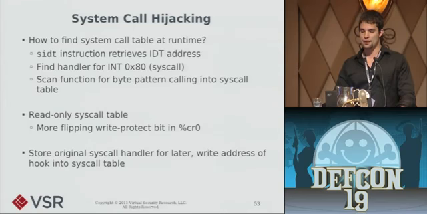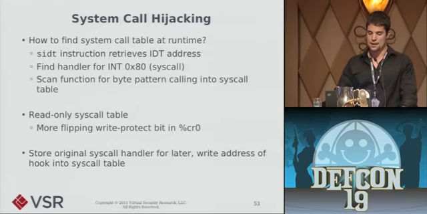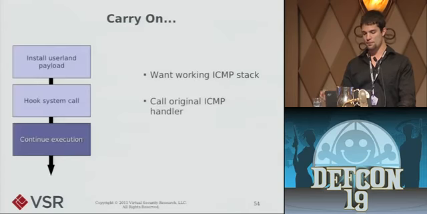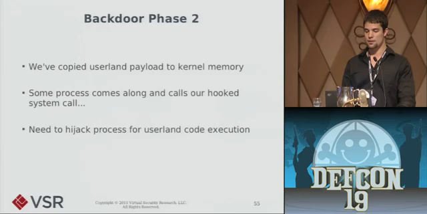The system call table on Linux is read-only, but we've already figured out how to get around that. We just flip that magic bit in CR0, and we can write to read-only memory. So what we do is we keep that system call handler, whatever one we want to hook, for later, because we're going to need it, and we'll write the address of our hook code into the system call table. So now whenever someone calls that system call, it'll execute our code. Because we want the ICMP stack to keep working, we actually call the original ICMP handler that we kept around, so the machine still pings.